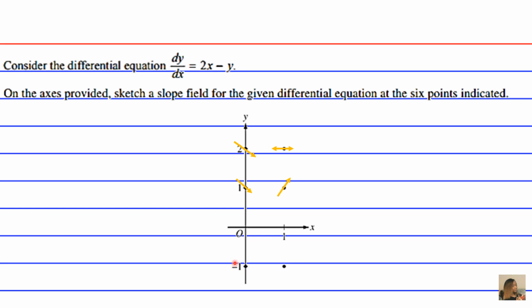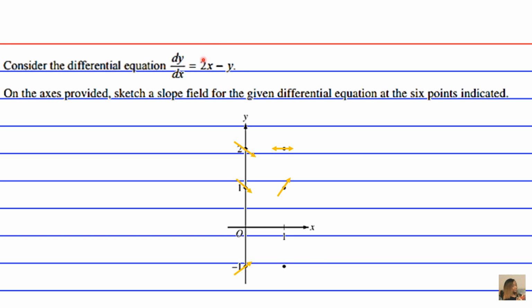Our fifth slope, I think you're getting the hang of this, it's really not that bad, has the coordinates (0, -1). Again, if we plug in 0 for x, we get 0. Minus a -1, we're going to get a slope of 1, so it should be rising from left to right like so. And our final point that we're going to evaluate the slope for is the point (1, -1).